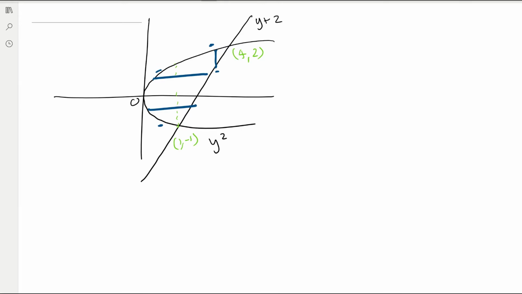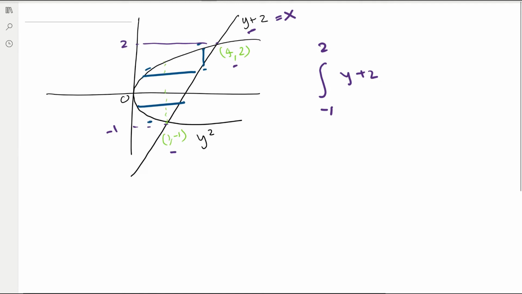So the integral in terms of y, the y values are going from -1 to 2. This is y equal to -1, this is y equal to 2. So those are our y limits. The rightmost function is y plus 2, and it needs to be in terms of y. So x is equal to y plus 2. Nice, it's already written as a function of y. Minus the leftmost function, x equal to y square. So subtract these two.